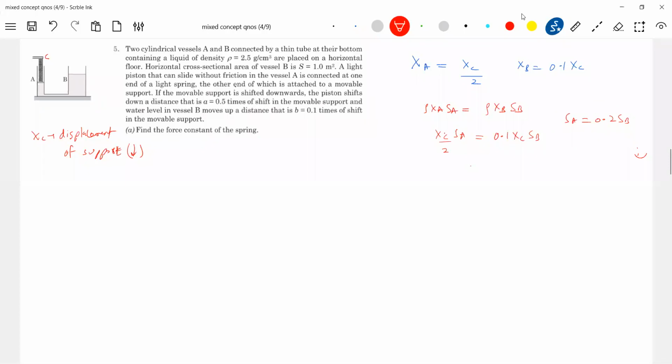Call this equation 1. He has given the horizontal cross section area of vessel B as 1. SB is given as 1 meter square. So what is SA? 0.2 meters square.